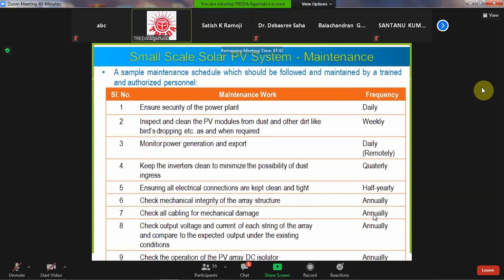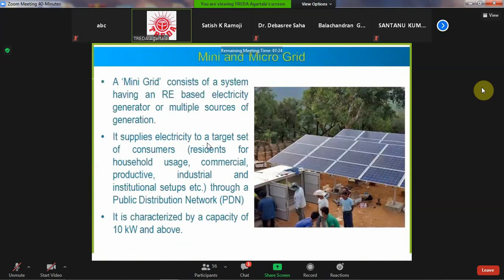We can also check it annually. Electrical connections half yearly, and inverter cleaning to minimize the possibility of dust, everything quarterly. So there is a time schedule to maintain this thing, and Mr. PL will elaborate about this maintenance. I just go to the next slide.